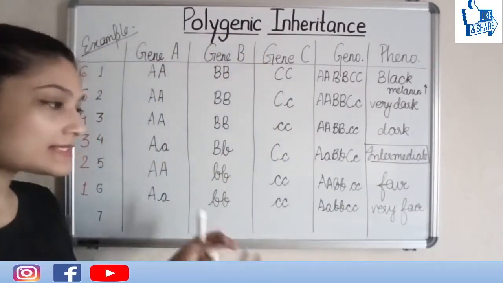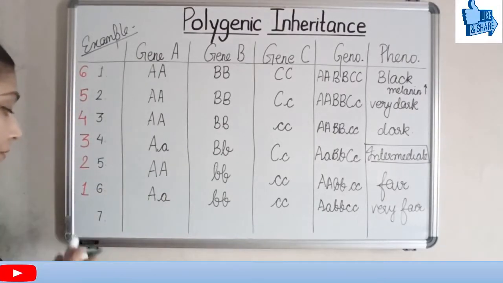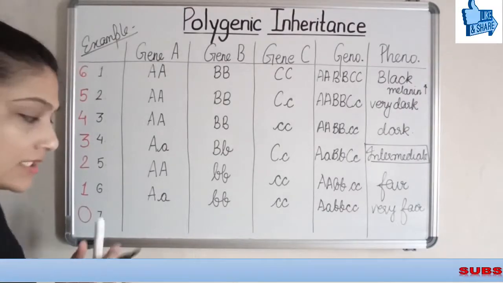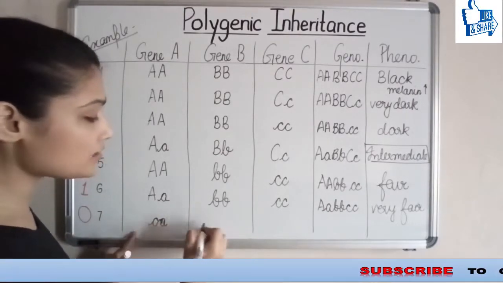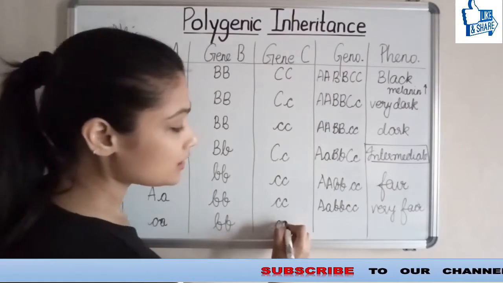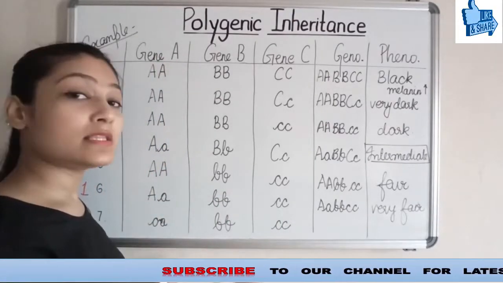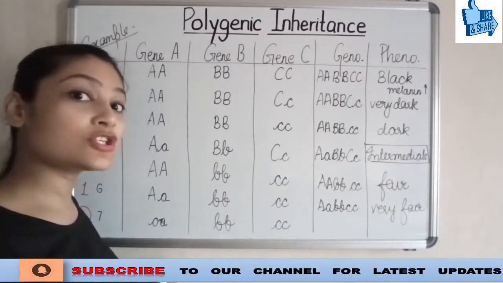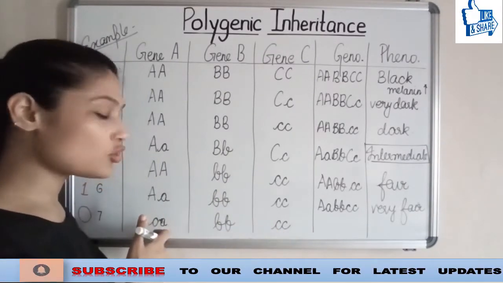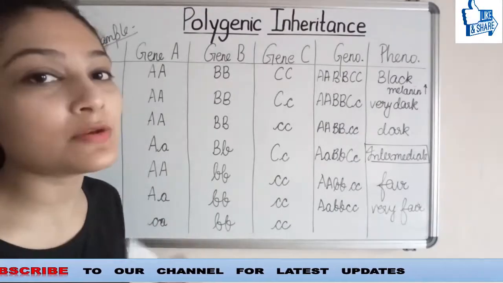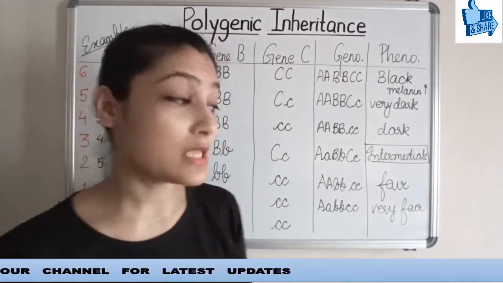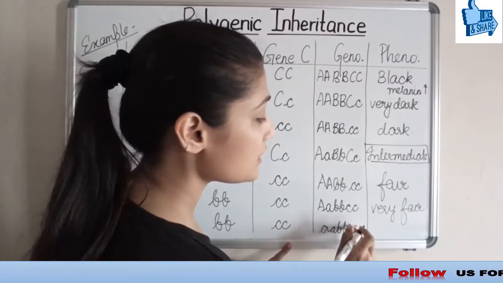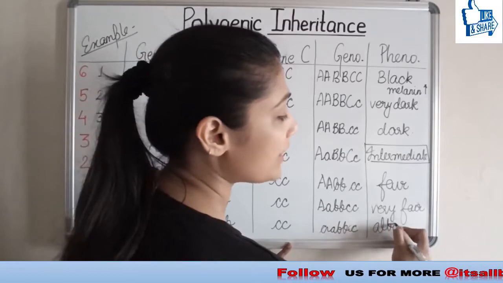Clear? Next and the last possibility could be when the person has 0 dominant alleles, meaning that none of the dominant genes are present. Does this mean that there is not going to be any melanin production? Yes, as no dominant gene is present, the melanin production is not going to be there, which is why the phenotype is going to be albino, the white ones.